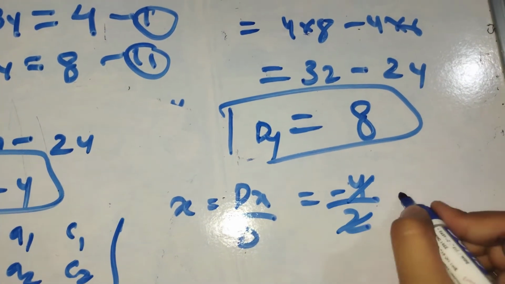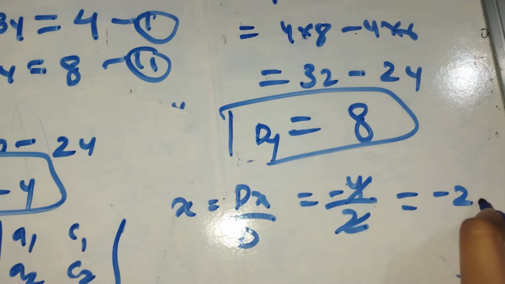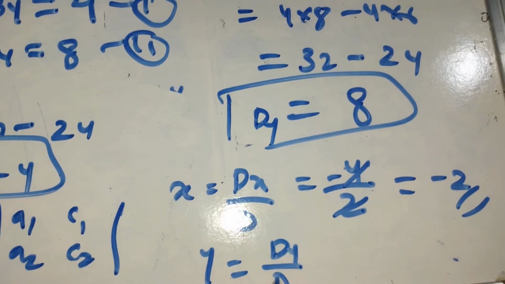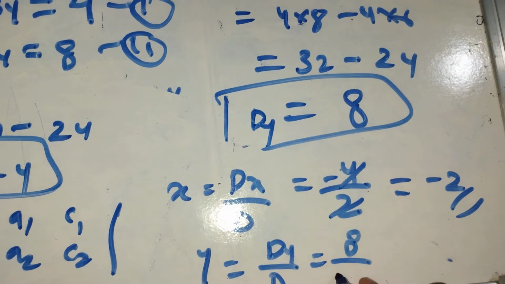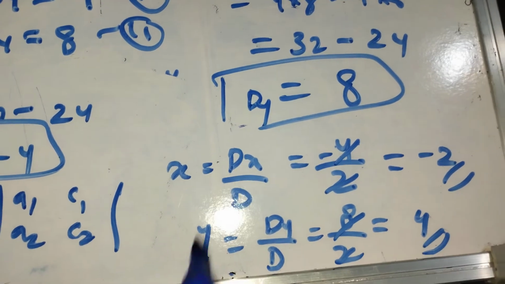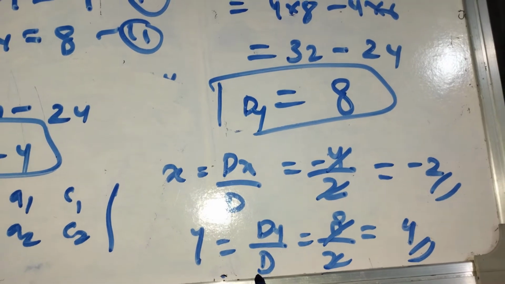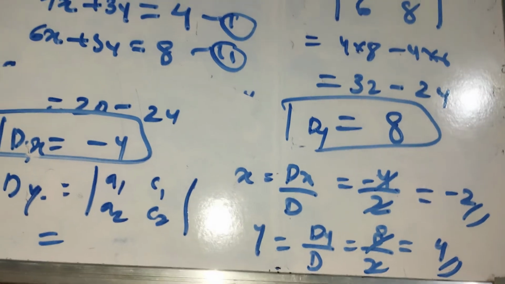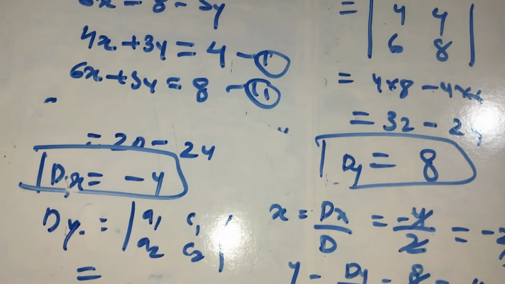So 2 2s are 4. So minus 2 is your x value, and then y is your dy by d. Okay, so dy is your 8 and d is your 2. So 2 4s are 8. Okay, so you will get the x value minus 2 and y value is your 4. Okay, now moving ahead for the third question.